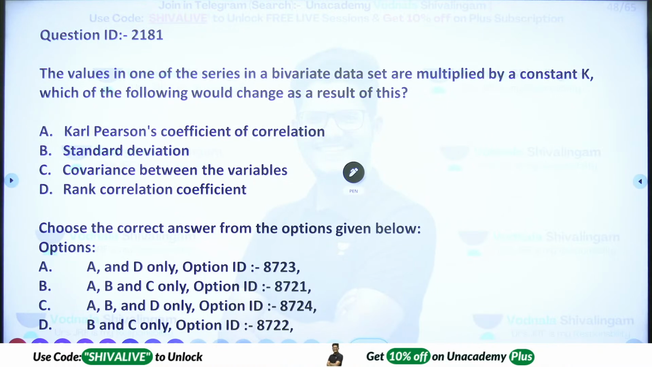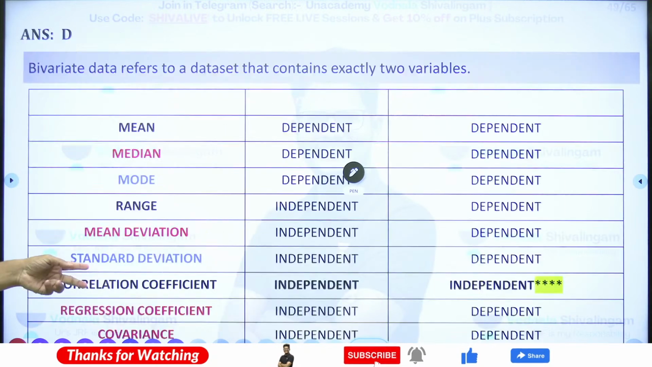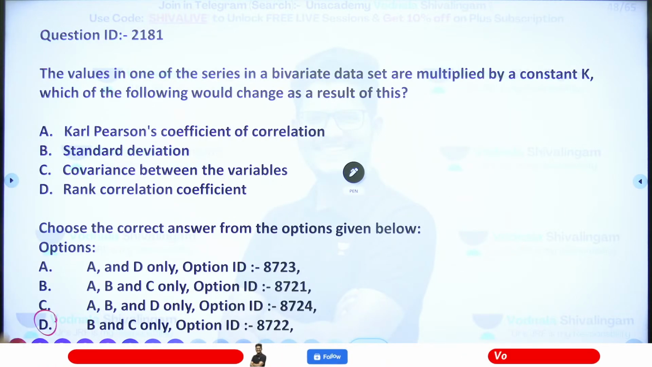That is not a formula. That is a relationship between the mean, median, mode and the quartiles. So the answer for this question will be D. B and C only.